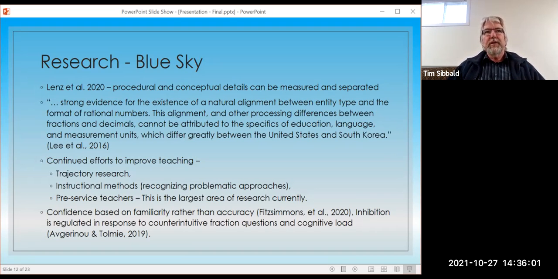So an instrument has come out last year that concluded that it is possible to measure and separate procedural and conceptual details. So a student makes an error while doing a fraction calculation, that's procedural. But if they have a fundamental misunderstanding of the fractions, that would be conceptual. And so if you can separate those two, potentially research can dig into the kind of issues that are falling in the procedural camp and those that are falling in the conceptual camp, and maybe we can make some progress.